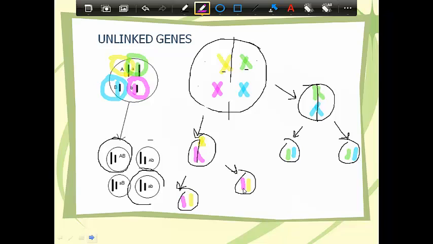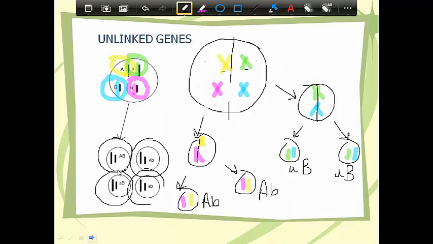And remember, those colors represent those different alleles. So now I've got a little b with a big A, and I've got a little a with a big B. And there's our second set of possible gametes.